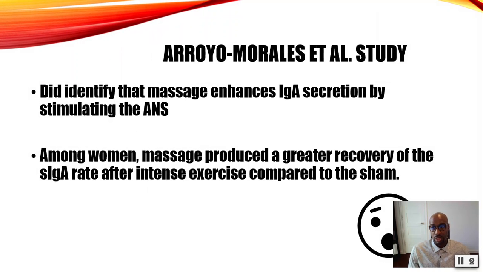Another issue with the Royal Morales study was, did they identify that massage enhances IgA secretion? They looked at the stimulation of the autonomic nervous system, which did produce a decrease in immunoglobulin, IgA. And when you look at the intense amount of exercise, they compared it to a sham, which was not a massage type treatment. It was an electrotherapy treatment.